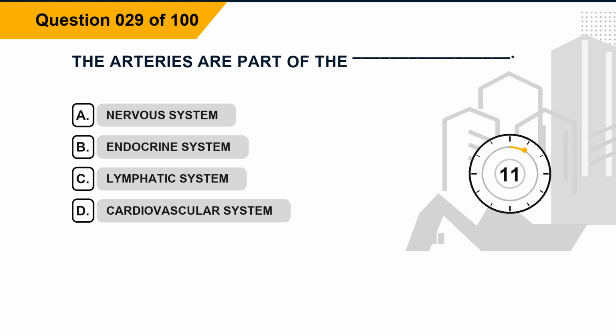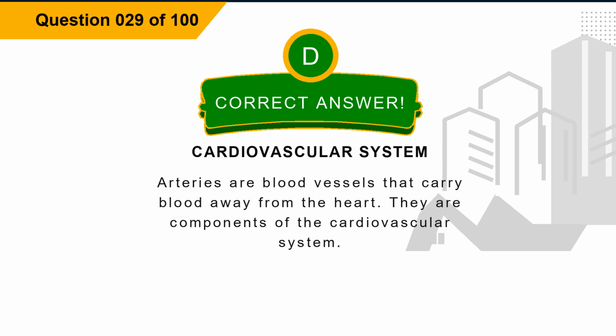Question 29. The arteries are part of the blank. Option A, nervous system. Option B, endocrine system. Option C, lymphatic system. Option D, cardiovascular system. The correct answer is option D, cardiovascular system. Explanation: arteries are blood vessels that carry blood away from the heart. They are components of the cardiovascular system.